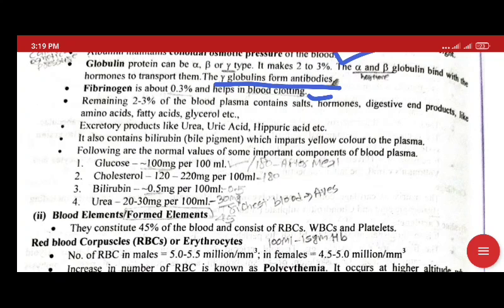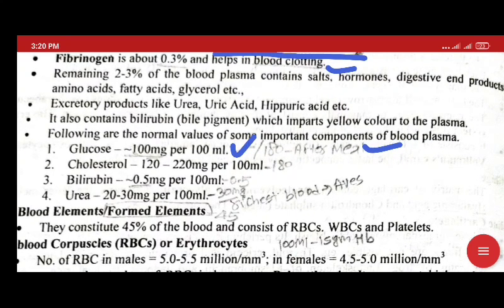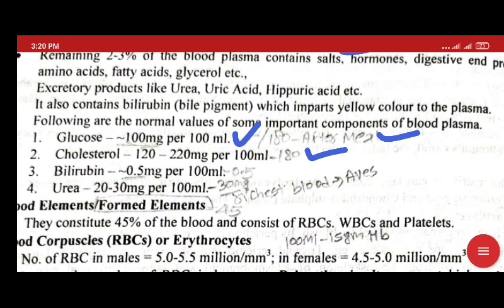Now the remaining products of plasma: glucose is 100 mg per 100 ml in fasting, and after a meal it is 180. Cholesterol normal is 180 per 100 ml. Bilirubin is 0.5 per 100 ml. Urea is 30 mg per 100 ml.